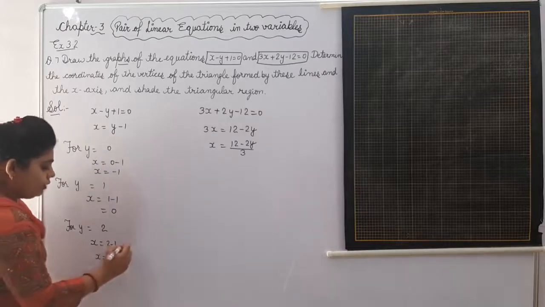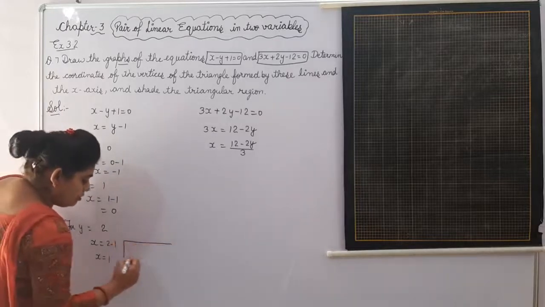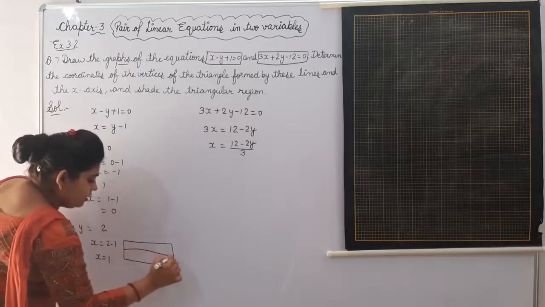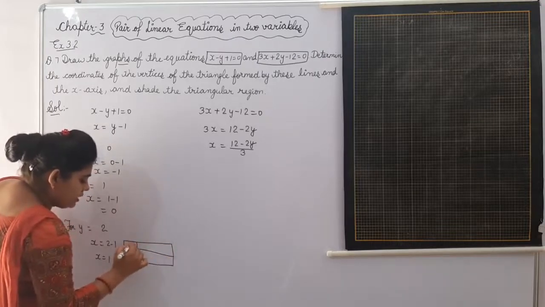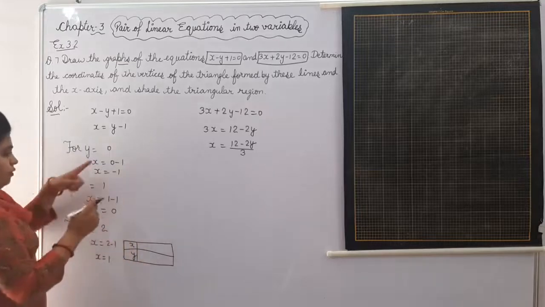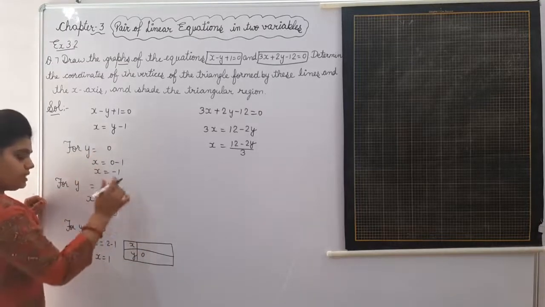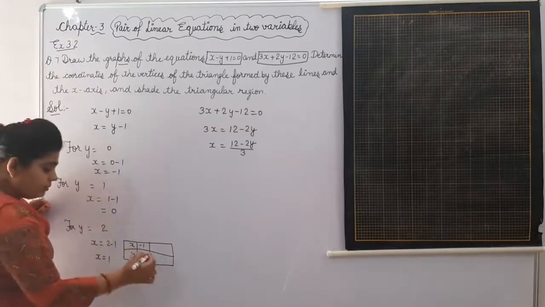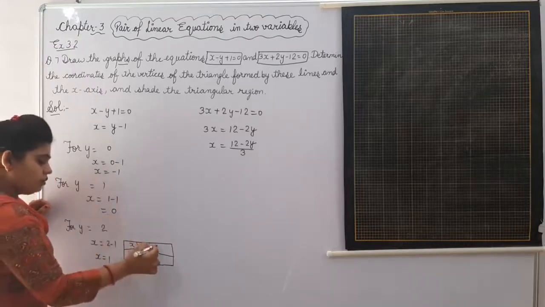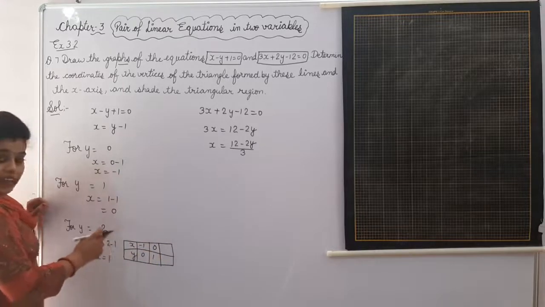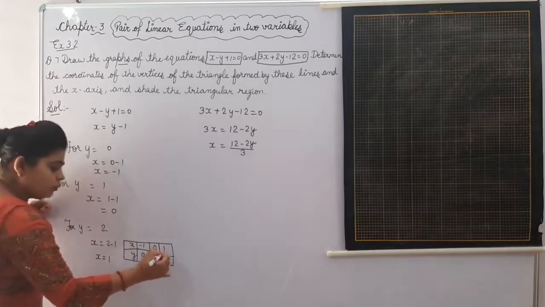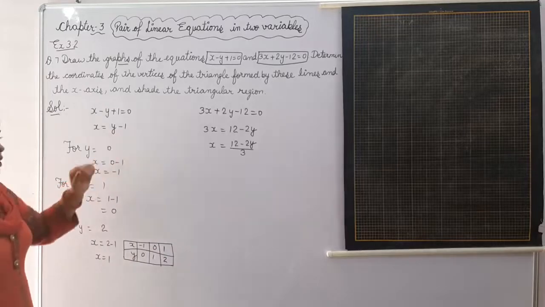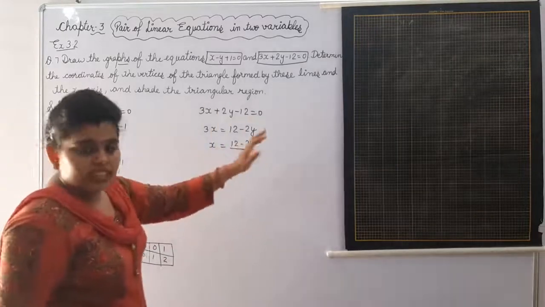So, we will prepare a table for these values. x, y. Here y is equal to 0, x is minus 1, y is 1, x is 0, y is 2, x is 1. These are the solutions for this first equation. Now come to the next equation.